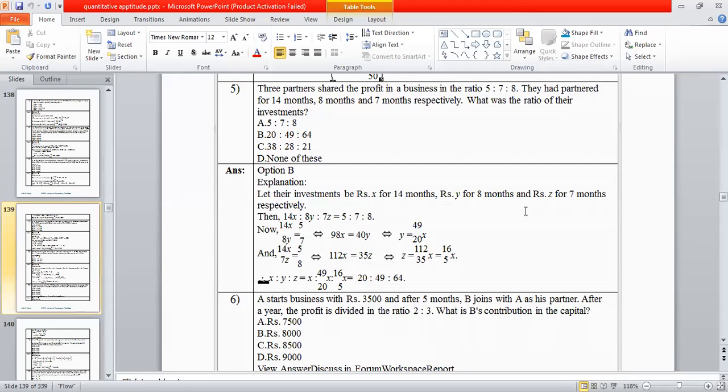Okay, so let us consider their investments be X rupees for 14 months, Y rupees for 8 months, and Z rupees for 7 months respectively. So it will be 14x is to 8y is to 7z, and the ratio has been given, that is 5 is to 7 is to 8. So 14x is to 8y is to 7z is equal to 5 is to 7 is to 8. So we're taking the first two ratios, meaning 14x to 8y. So it will be 14x divided by 8y. It gives 5 divided by 7.